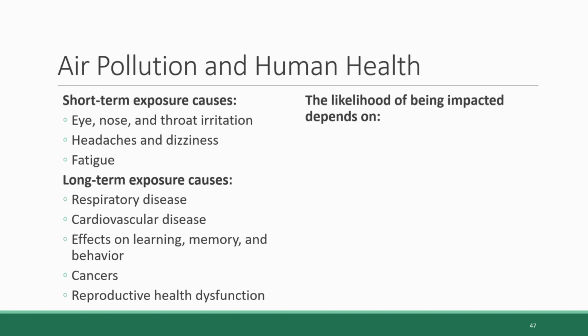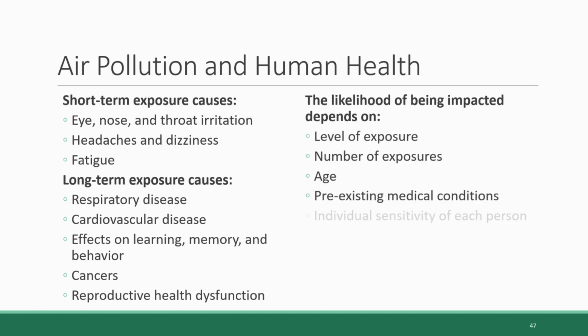And of course, the likelihood of any of these health conditions manifesting depends on several factors. It depends on the level of exposure that a person experiences, the number or frequency of exposures, their age, because people who are elderly and also children are more susceptible, and the presence of pre-existing medical conditions and comorbidities that can make a person more susceptible. And then there's also just individual sensitivity levels for each person. So just as people can experience different allergies, they can also experience different levels of sensitivity to various pollutants.